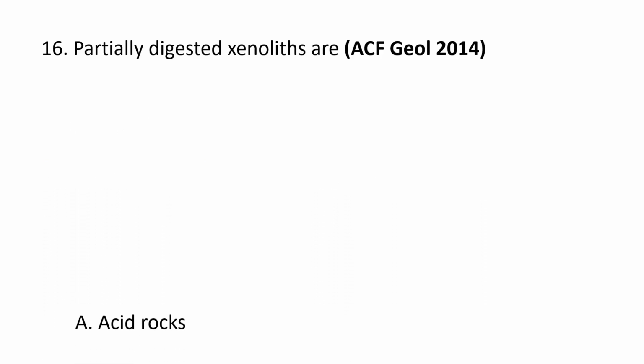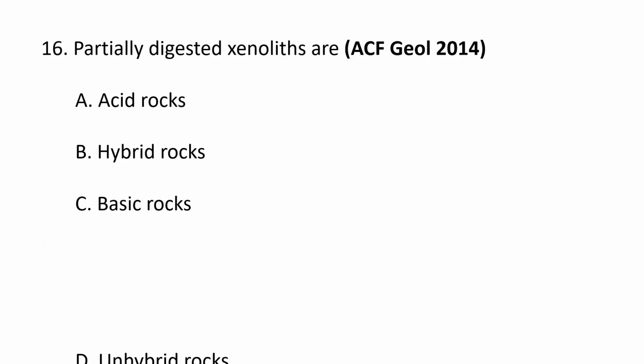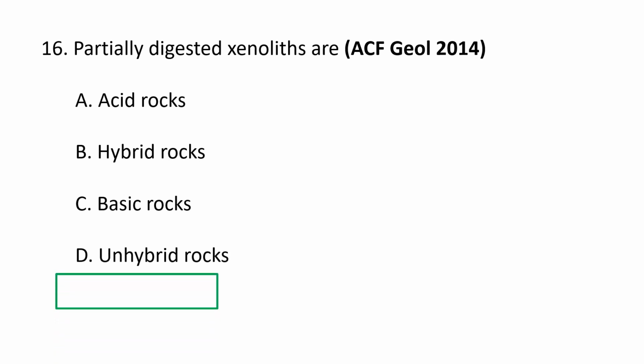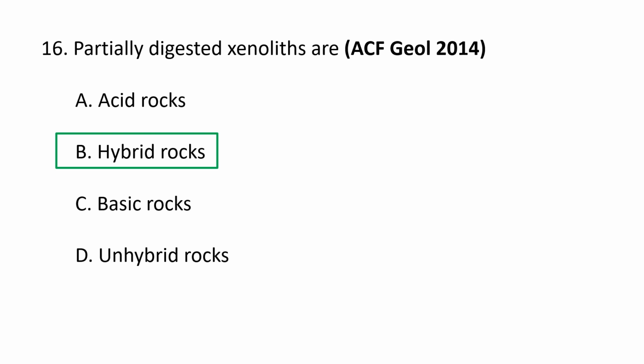Next question. Partially digested xenoliths are known as: A. Acid rocks, B. Hybrid rocks, C. Basic rocks, and D. Unhybrid rocks. Xenolith is a foreign material. So partially digested xenoliths are known as hybrid rocks. B is the correct option. Next question.